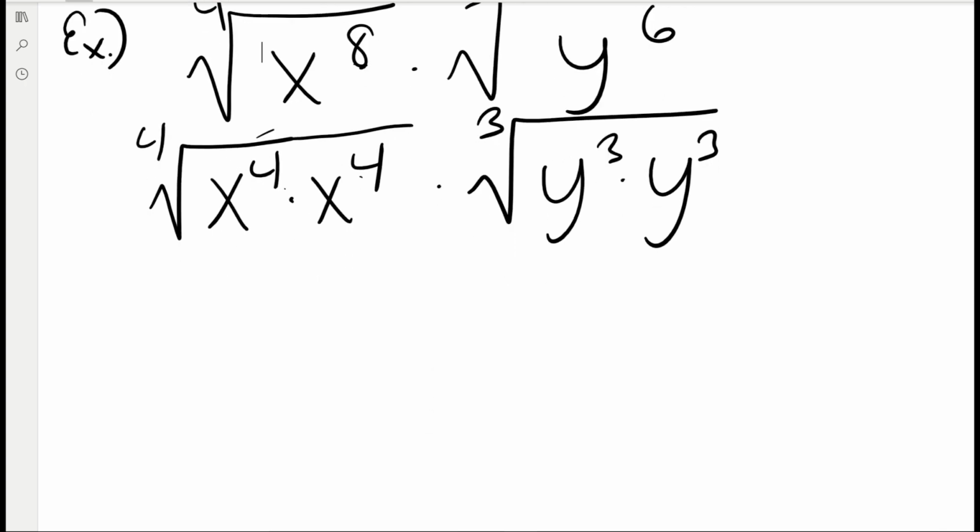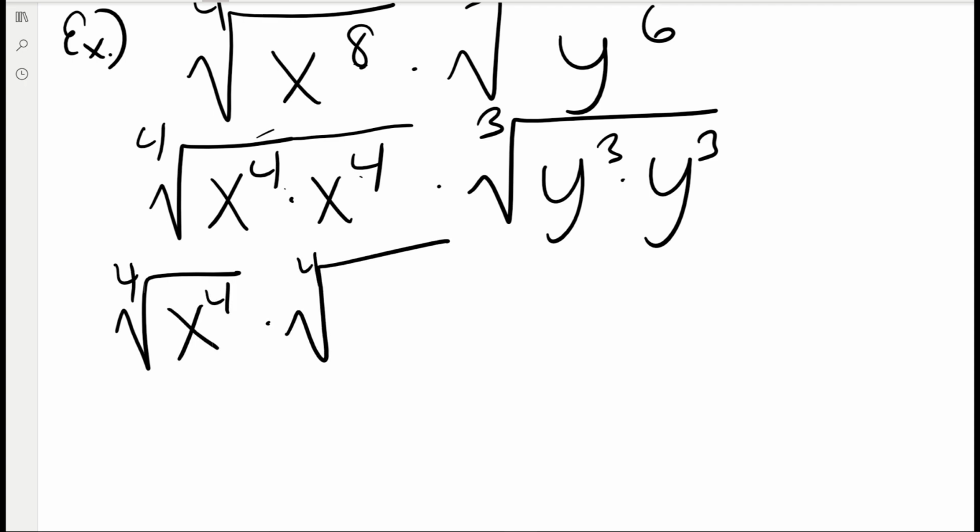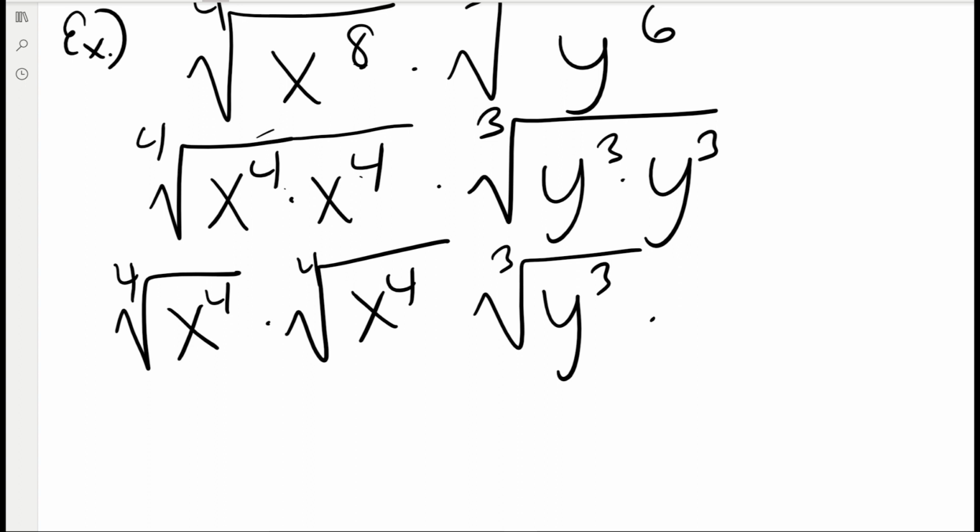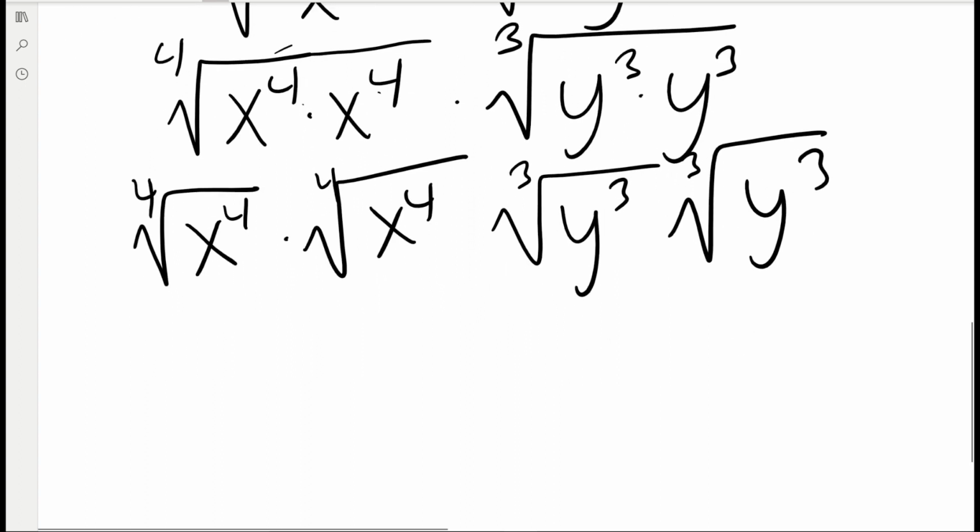So then what we can do is we can split the fourth root into two separate things. We could separate it into fourth root of x to the 4th, and then another fourth root of x to the 4th, and then we can split this into a cube root of y cubed, and then a cube root of y cubed. Now you notice that there's a bunch of those rules that we talked about, right? We have a cube root example, we have a fourth root example. So then how do we go about doing this?